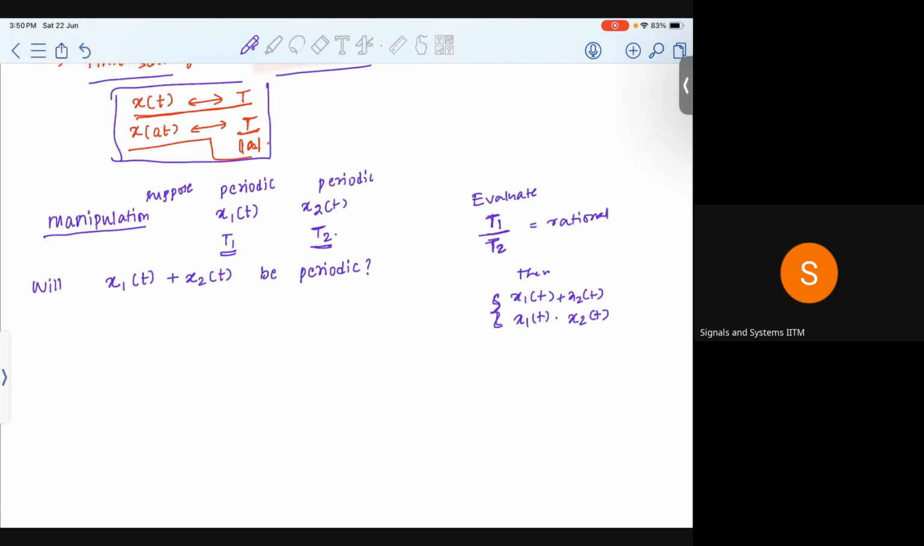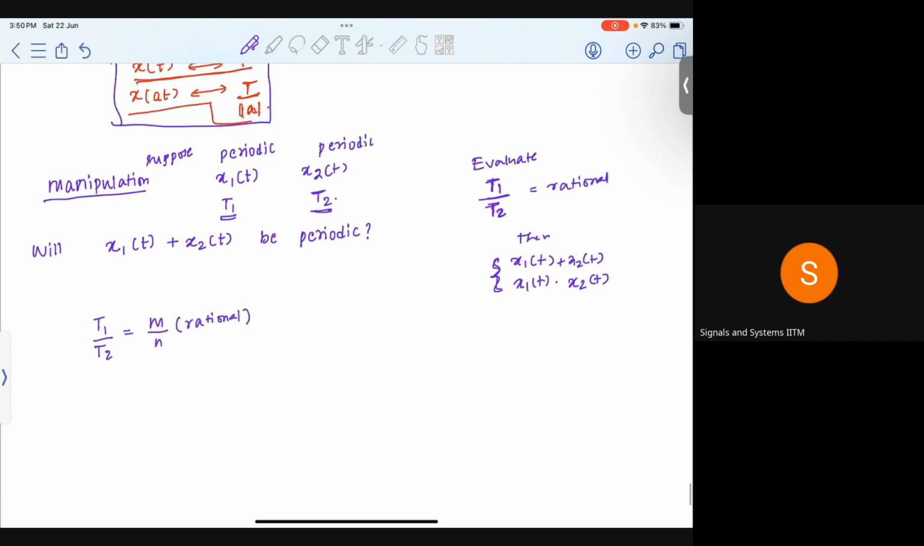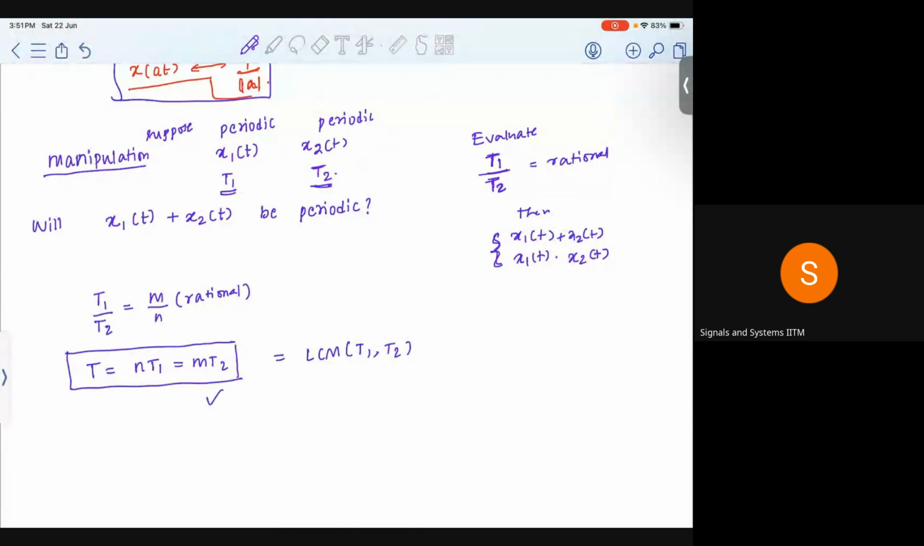And what is the period of such a signal? So T1 by T2, if this is some rational number m by n, then the fundamental period of the manipulated signal is either n T1 or m T2. So this is the formula for it. Or you can also evaluate this by calculating the LCM of the two numbers T1, T2. This is also easy to do. Is that okay? So I will repeat this again.